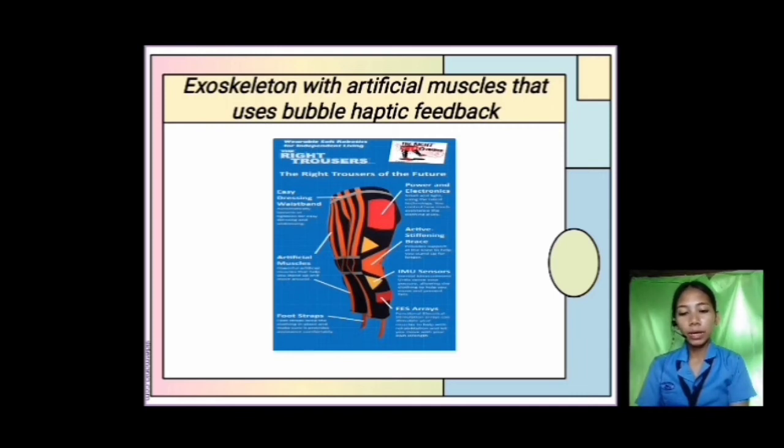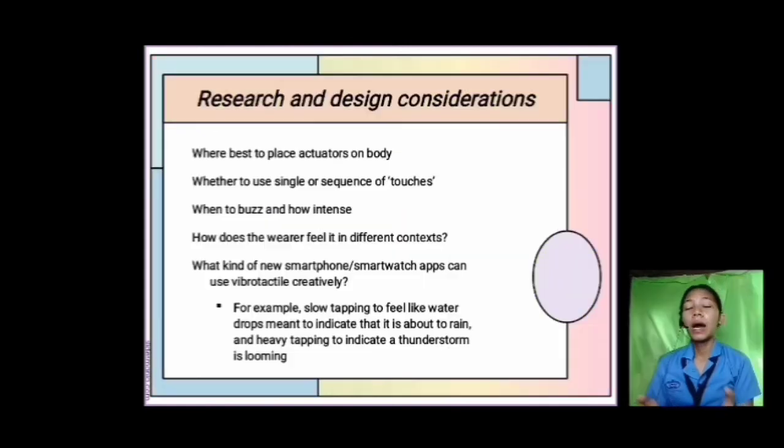One application area is to help people who have walking difficulties and those who need to exercise but find it difficult to do so. A key design question is where best to place actuators on the body, whether to use single or sequences of touches, when to buzz, and how intense. What does the wearer feel in different contexts, and what kind of new smartphone and smartwatch apps can use vibrotactile feedback creatively? For example, slow tapping to feel like water drops meant to indicate that it's about to rain, and heavy tapping to indicate a thunderstorm is looming.